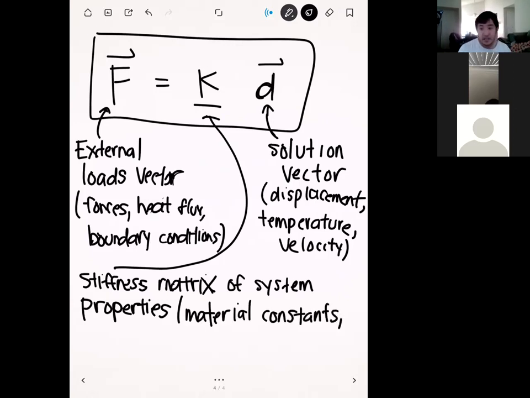So things like density or Young's modulus would factor into the stiffness matrix. All the effects of the geometry would be in here as well. Basically, any property that's intrinsic to the system, that behaves kind of the same way no matter where you are, usually goes in the stiffness matrix.